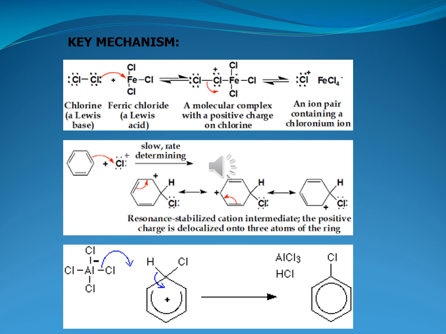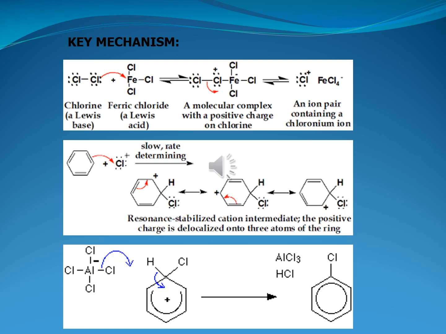In the second step, the pi electrons of the benzene molecule attack the chlorine, which is a strong electrophile. This is the slow step and is also known as the rate determining step. Here, there is a stabilized cation intermediate. The positive charge is delocalized onto three atoms of the ring, which is generally known as the sigma complex, and it stabilizes itself through resonance.